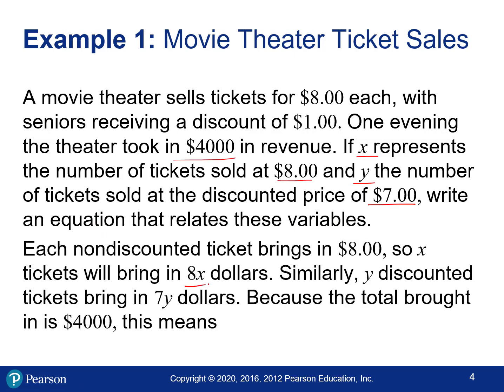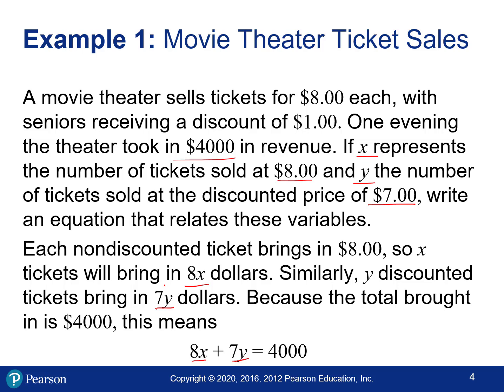So we can use 8 times X to represent for every X tickets, it's times $8 for the sale. Same thing with Y, being the number of senior or discounted tickets. They're $7 each, so 7 times Y. And then the total money brought in was $4,000, so here's our equation. We have 8X, which is $8 times X tickets, plus 7Y, so $7 times Y tickets, equals the money that was brought in, $4,000.